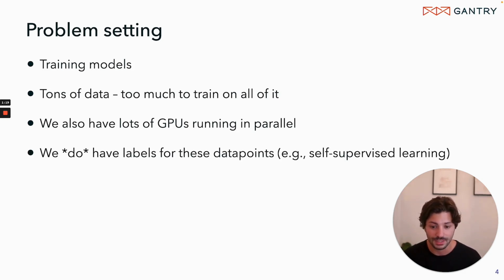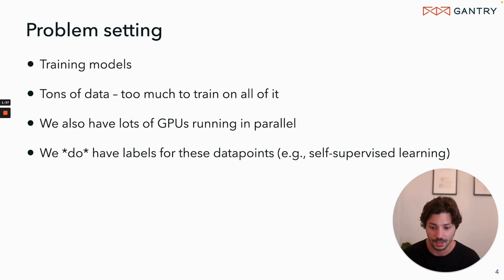So it's worth noting that this is a different problem setting than one you may have already studied, which is active learning. Active learning and data selection both study the setting where we have more data than we know how to use, but active learning is harder because we assume we don't have labels and we have to pick which data points we're going to acquire labels for.